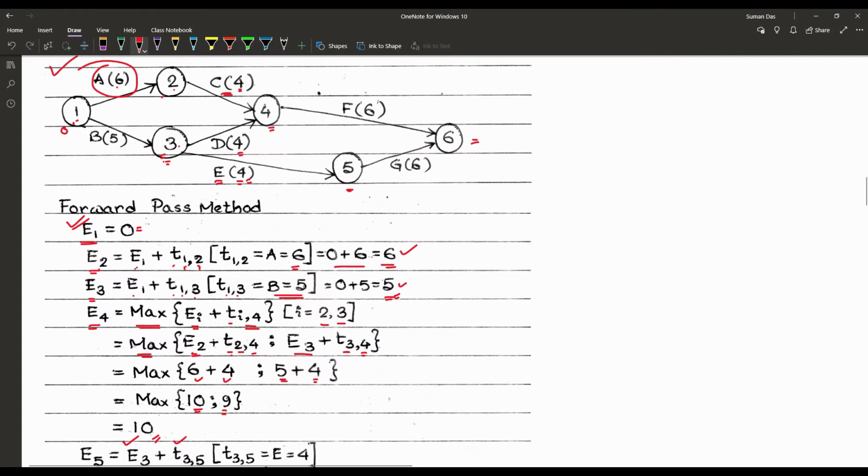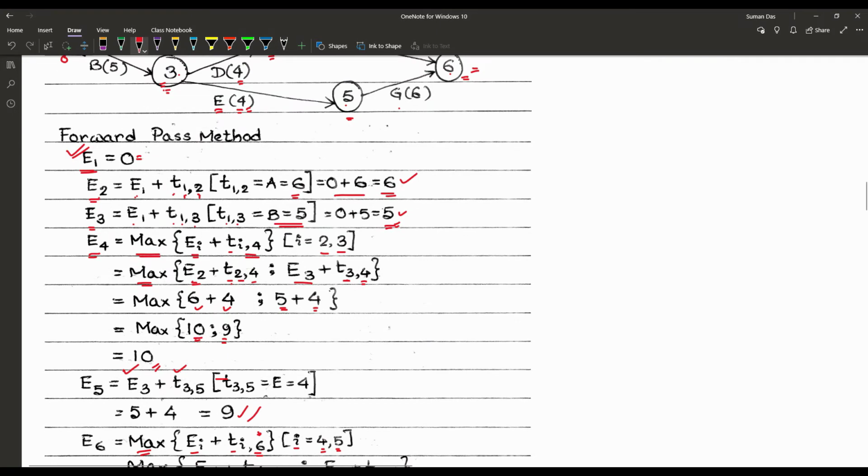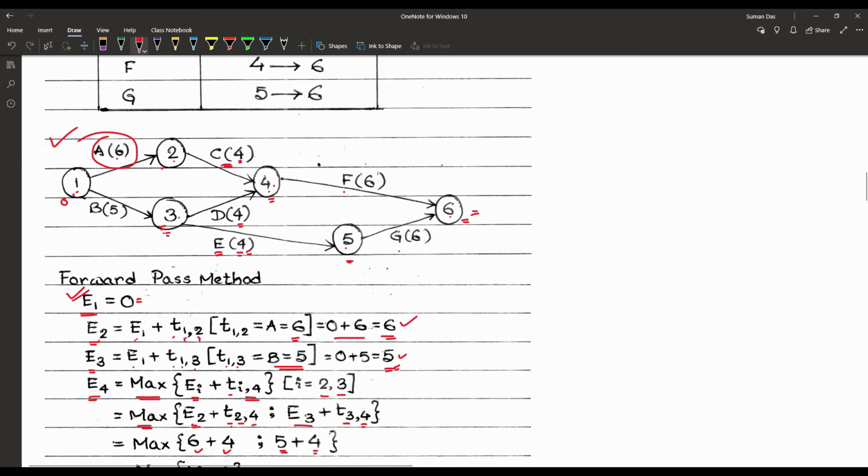Next, the node 6, or the final node. Now here once again we can see that from node 4 and node 5 we can reach to the node 6 through the activities F and G. So once again, to find out the E6 we have to use the maximum formula, and that one is EI plus TI comma 6. I6 is the destination node, and I means 4 and 5, that means from the node 4 and 5, we can reach to the node 6.